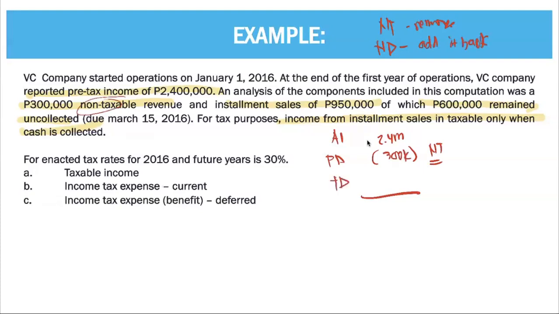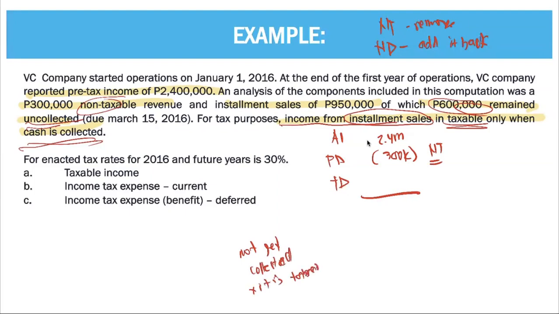Next, we look into your temporary difference. The only temporary difference given here is the 600,000 uncollected. It says there, income from installment sales is taxable only when cash is collected. Since it is not yet collected, is it taxable now? The answer is it is not taxable, because it is taxable only when cash is collected. So what do we have here? We have a future taxable amount.